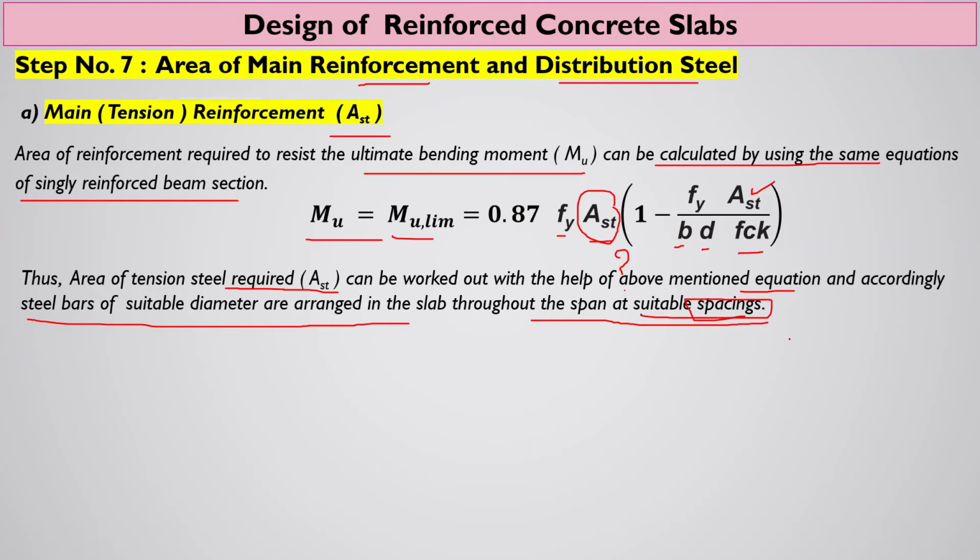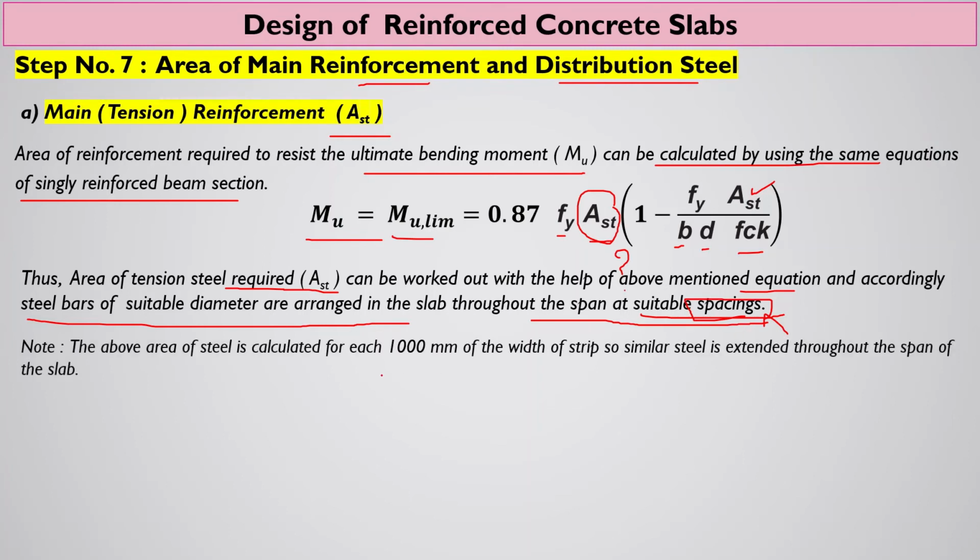That means how much center to center spacing of the reinforcement bars is going to be used. So here we have to decide the spacing. In case of a beam, we were deciding the number of bars. So one note, the above area of steel is calculated for 1000 millimeter width of strip, and similar steel is extended throughout the span of the slab.